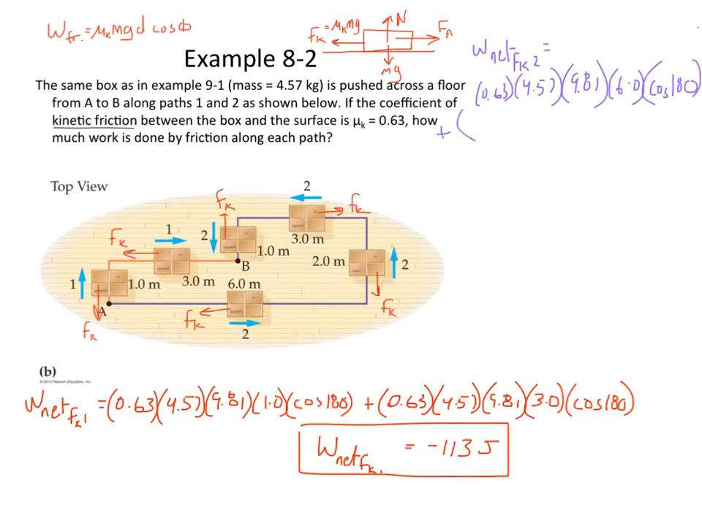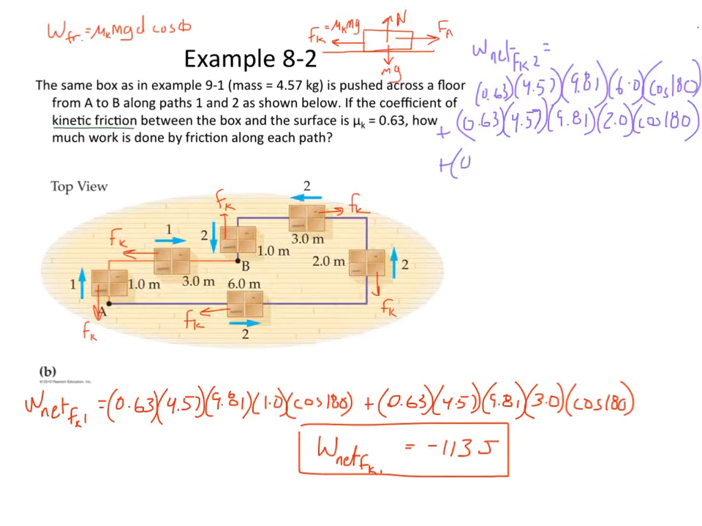Plus our second work here, so from here to here. You guys getting tired of writing all these things in? There is going to be an easier way to do it a little bit later on. In fact, you can factor out some of these recurring values, but we're just going to write them all in for now, and you can come up with your own simpler way. Segment 2 of that purple path, 0.63 times the mass, 4.57, times 9.81, times our distance to the second segment. That's 2.0 meters times a cosine of 180.